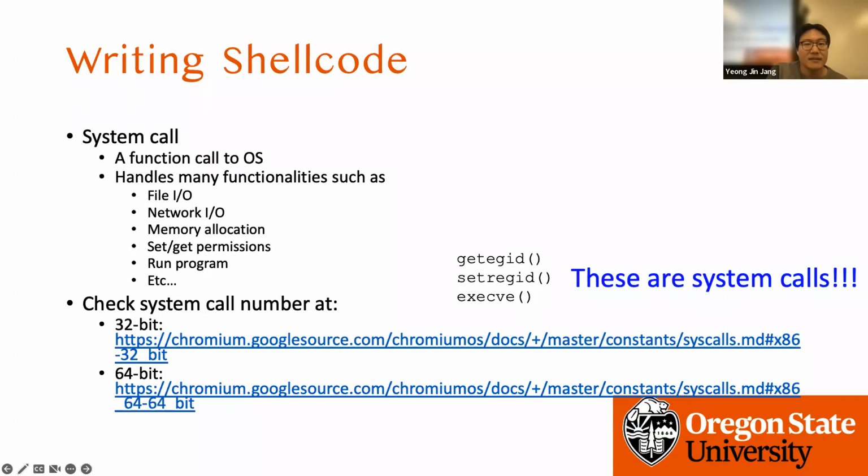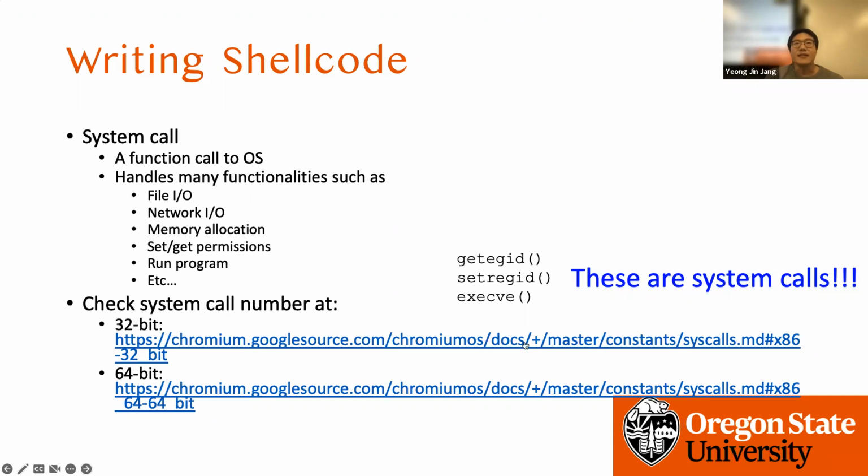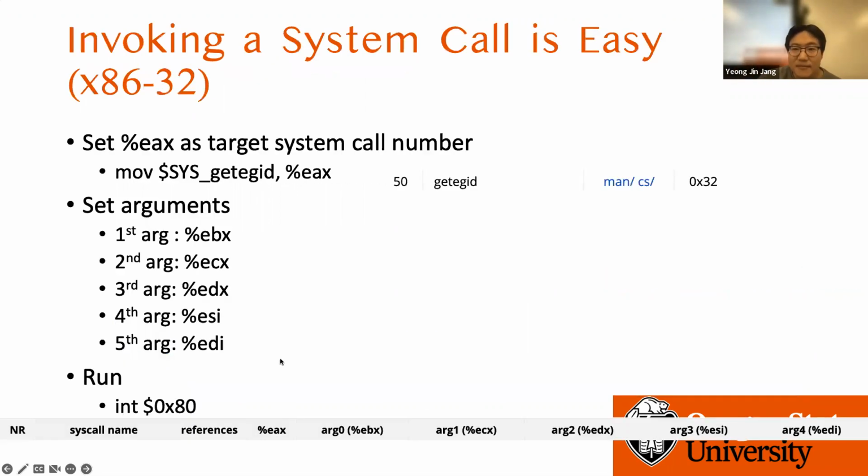And let's get back to the slide again. So we need to call these three system calls. You can easily find the numbers and the argument information on this site. And you can also refer to this slide for the argument orders and how you can set them.